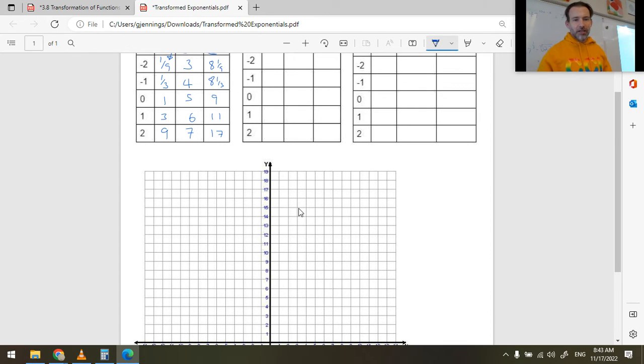So now I'm going to plot these points. So I have the point 3, 8 and 1/9. So that's there. And then I have 4, 8 and 1/3. That's there. Maybe a little lower than that. 4 and 9. Yeah, 4, 9. 5, 9. Yeah, sorry, 5, 9. 6, 11. And then 7, 17.